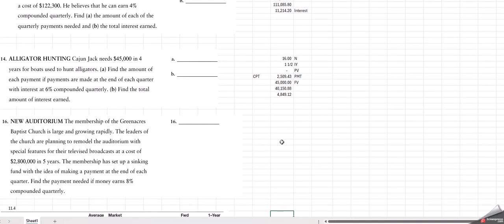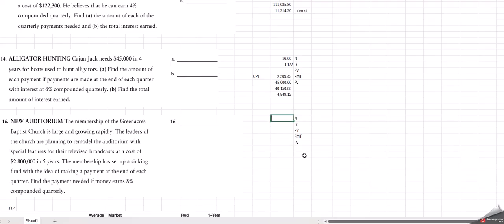And then our last sinking fund one, again, same keys on our calculator. So I'll list those out. The membership of the Green Acres Baptist Church is large and growing rapidly. The leaders of the church are planning to remodel the auditorium with special features for their televised broadcasts at a cost of $2,800,000 in 5 years. Membership has set up a sinking fund with the idea of making a payment at the end of each quarter. Find the payment needed if money earns 8% compounded quarterly.